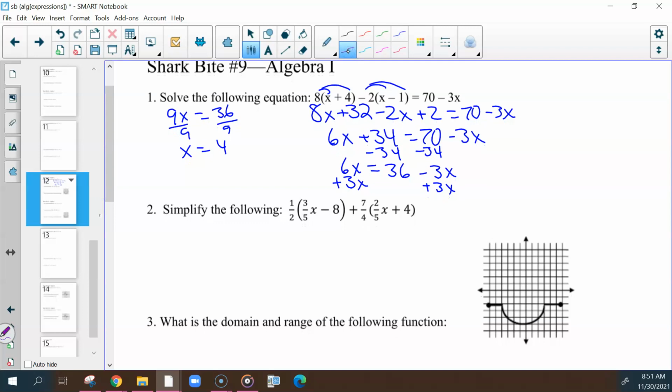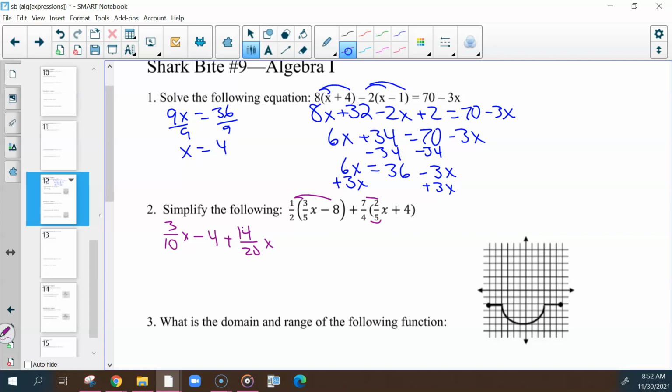Number 2, you needed to simplify, but it had a lot of fractions. So distribute your fractions. And remember, you're like multiplying across. So 1 times 3, 2 times 5. Here, I could think about this as negative 8 divided by 2. And then the same thing here. 7 times 2. 4 times 5.